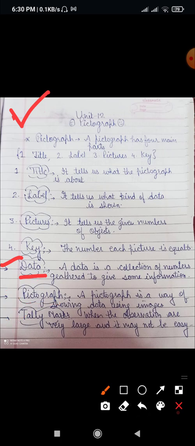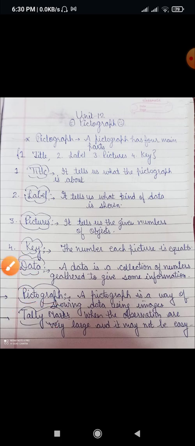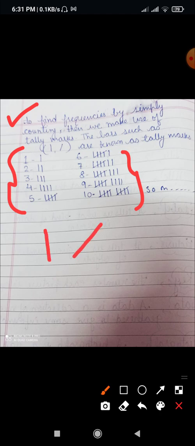When the observations are very large and it may not be easy to find frequencies by simply counting them, then we use tally marks. It means if the information is too long to express, the numbers are too long, then this is an easy way to express that information or number, that is tally marks. Tally marks are bars such as the straight line and the slant line. In this way, by drawing straight lines or slant lines, we can represent the tally marks.